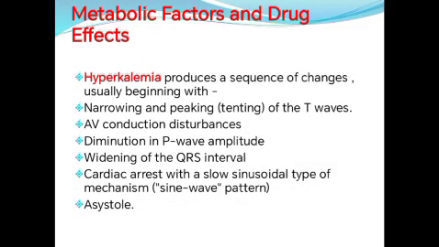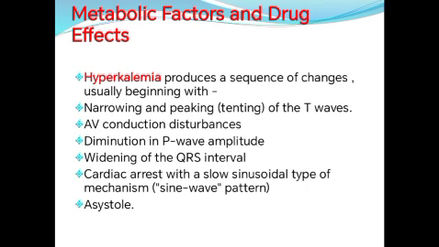Okay, we can talk about the metabolic and drug effects on the ECG. First, hyperkalemia can produce a sequence of changes, not only one change. It begins with narrowing and peaking, which is called tenting, a tall T wave. There may be some AV conduction disturbance, for example first degree AV block. Then there will be diminution of the P wave amplitude, so the amplitude of the P wave will be diminished or even disappear.